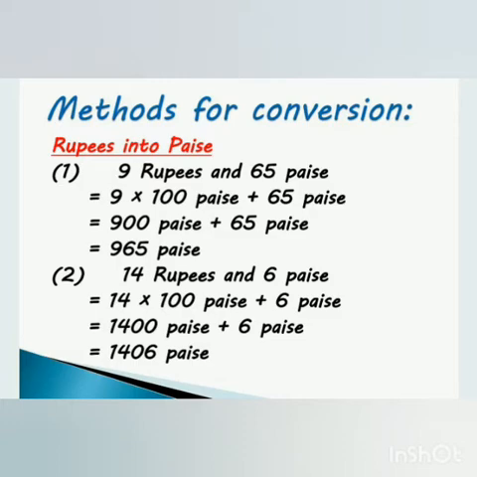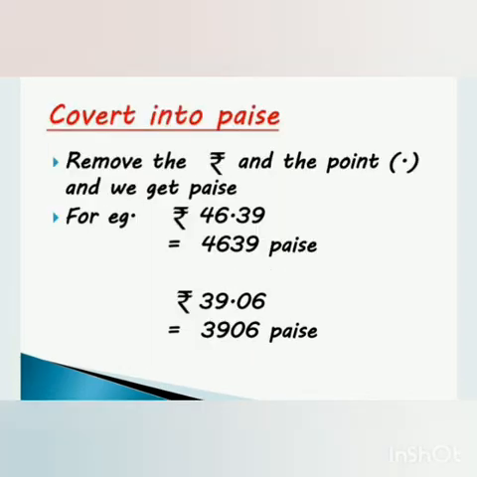In the first example, 9 rupees and 65 paise, we are going to convert 9 rupees into paise. So, 9 multiply 100 paise plus 65 paise, and the answer we get is 965 paise. In the second example, 14 rupees and 6 paise. 14 multiply 100 paise plus 6 paise, and the answer we get is 1406 paise.